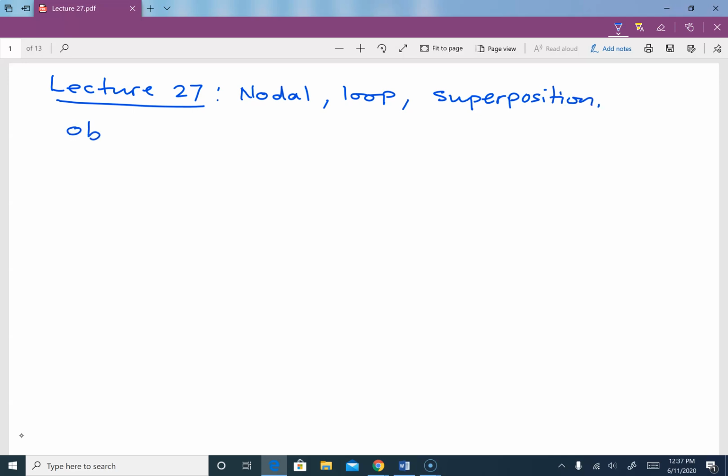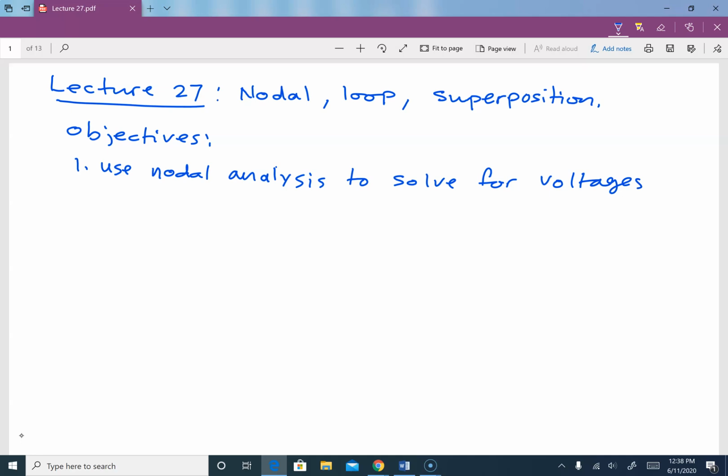The objectives of this lecture: the first one, use nodal analysis to solve for voltages and currents in AC circuits.